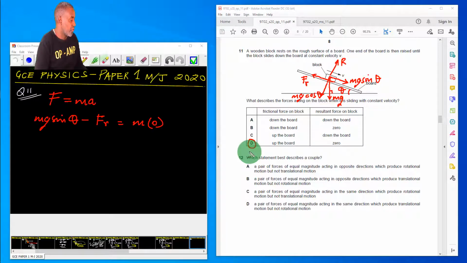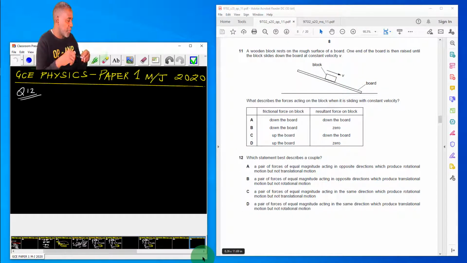So let's go to question 12 and see what we have. Okay, in question 12, we are asked, which statement best describes a couple or moment of a couple? We know that a couple is simply a pair of forces.